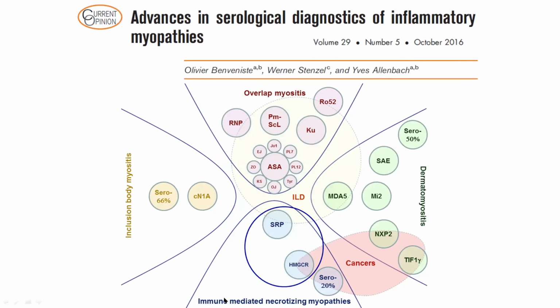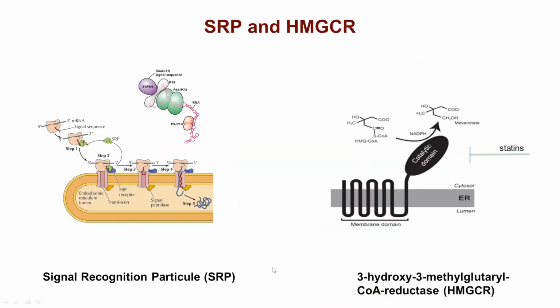And we will start with immune-mediated necrotizing myopathies with anti-SRP and anti-HMGCR. First of all, the target of these autoantibodies is really within the cytoplasm of the cells, on every cell in fact, because the SRP complex permits the translocation of the nascent proteins after their synthesis to the endoplasmic reticulum. And HMGCR is the target of the statins, in fact, to permit the synthesis of cholesterol. And once again, this protein is in the endoplasmic reticulum.